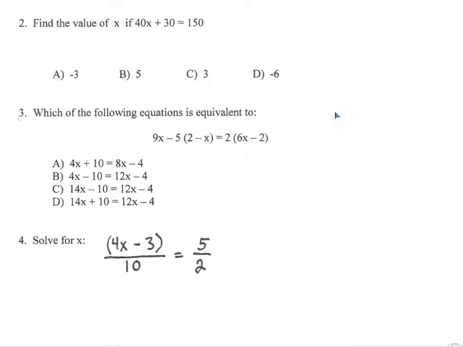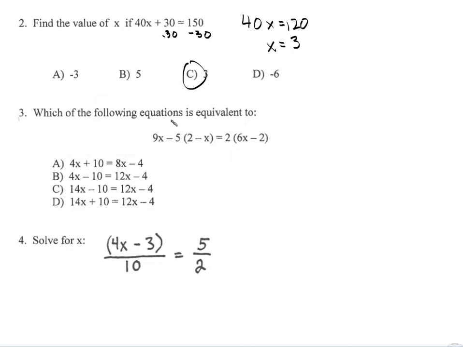So question number 2, find the value of x, and it gives us this equation. So solving this equation, I'm going to subtract 30 from each side. Subtract 30, subtract 30. So my new equation is 40x is equal to 120. Divide by 40 on each side, and I get x is equal to 3. So correct answer is C. So far, so good. Nods the heads.